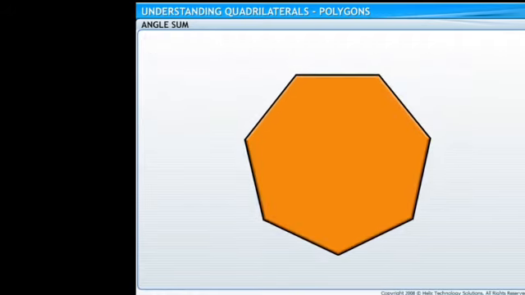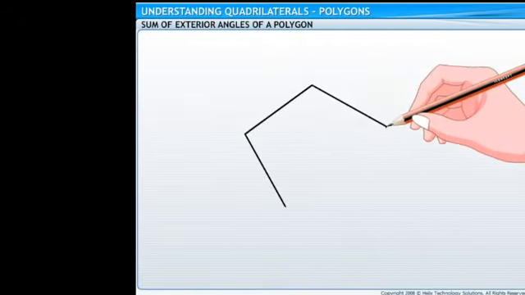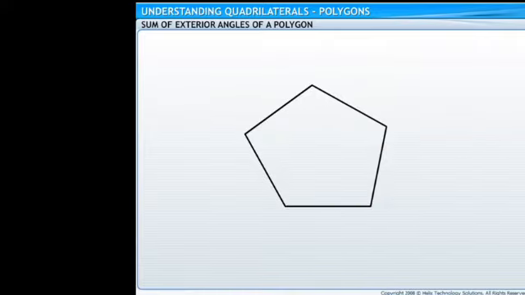So far, we have discussed interior angles. For any polygon, we have the concept of exterior angles also. Further, we will find the sum of the exterior angles of a polygon. Now we will discuss the sum of the exterior angles of a polygon. Let's see what an exterior angle is. Let's take a pentagon.